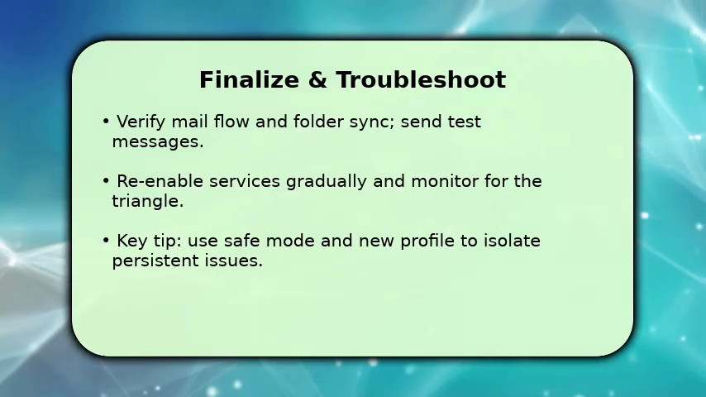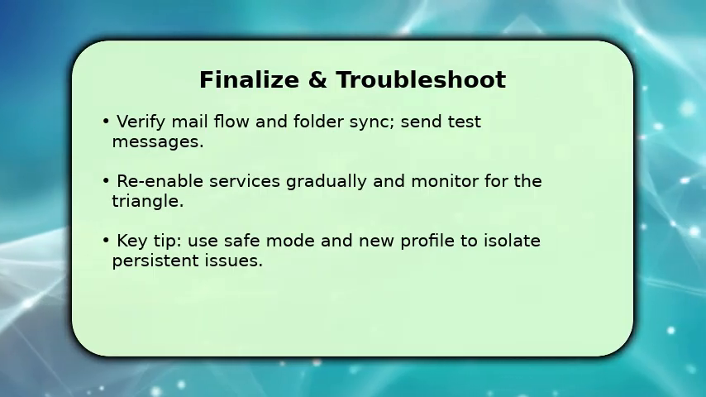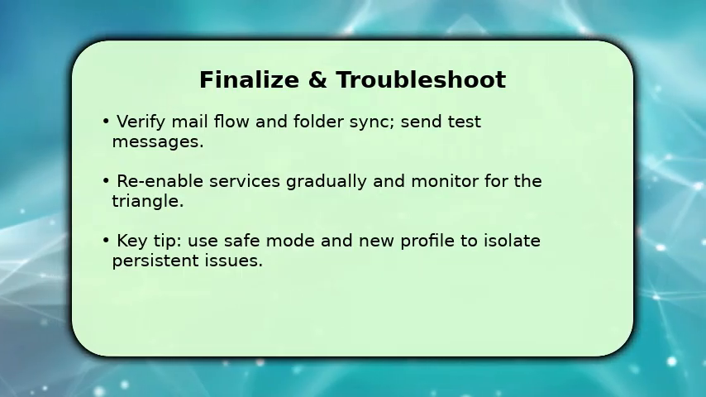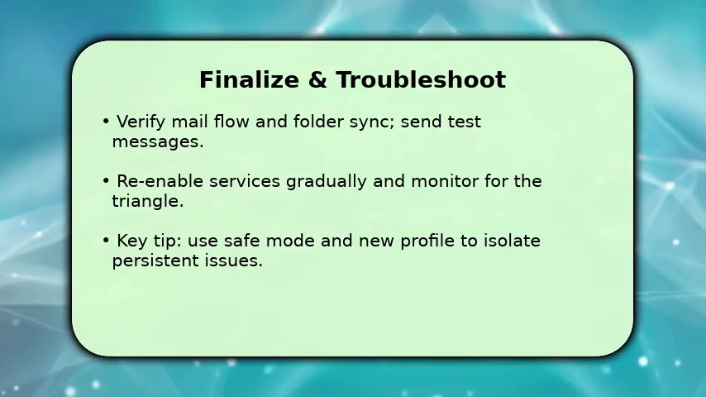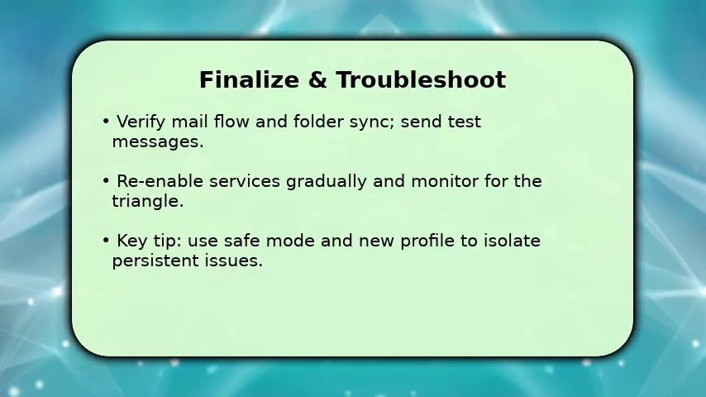If the yellow triangle persists, start Outlook in safe mode and test with a new profile to isolate the cause. If those isolate the issue, you can narrow to an add-in or corrupted profile. Otherwise, escalate with the recorded error code and logs to your admin or support.